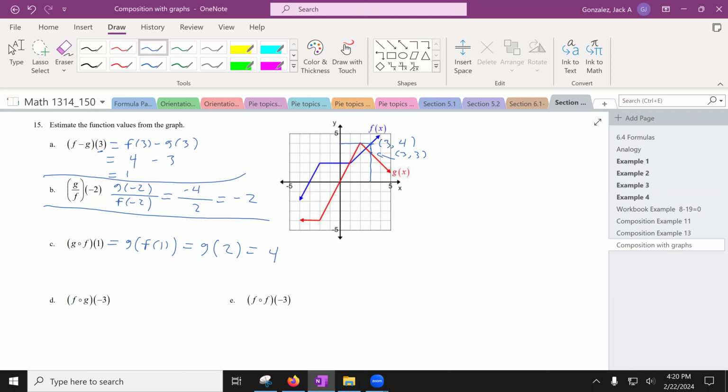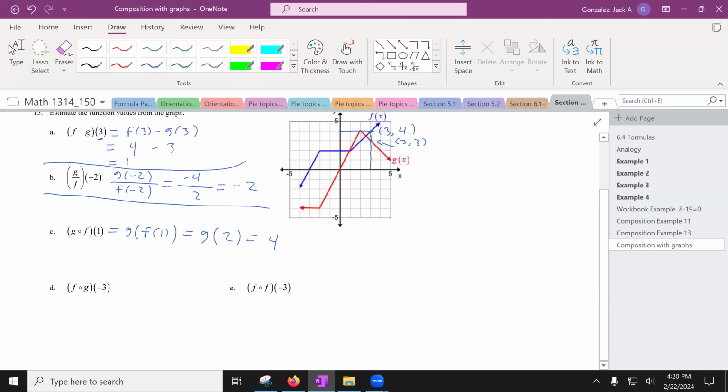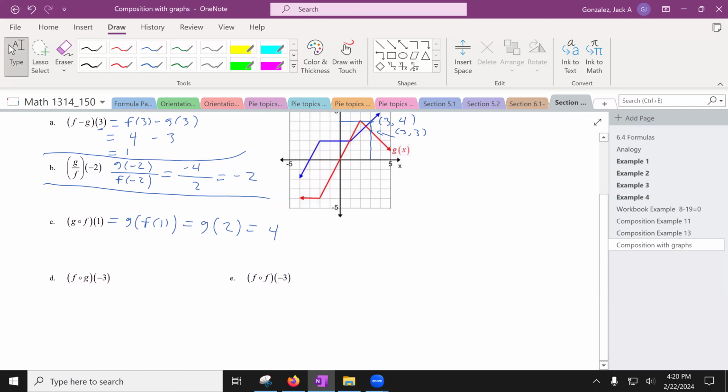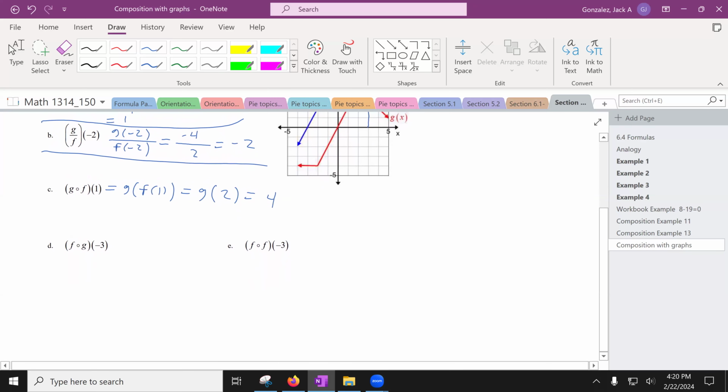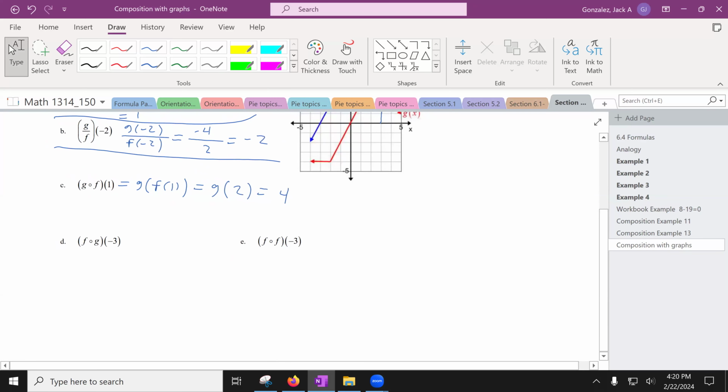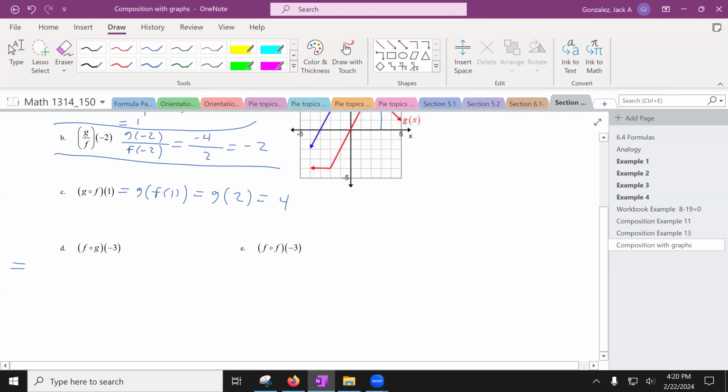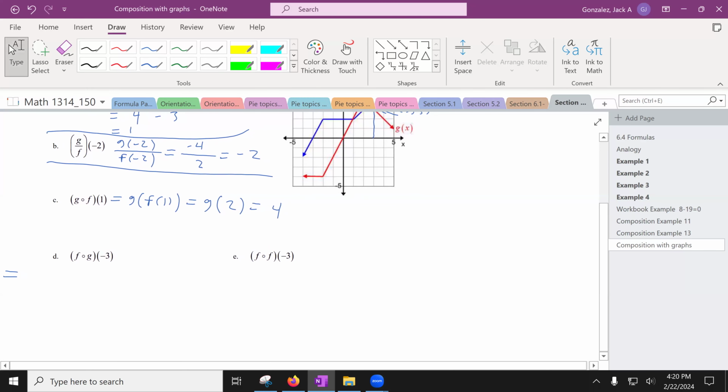Gotcha. I think let's do the last one, and then I think that's fine.